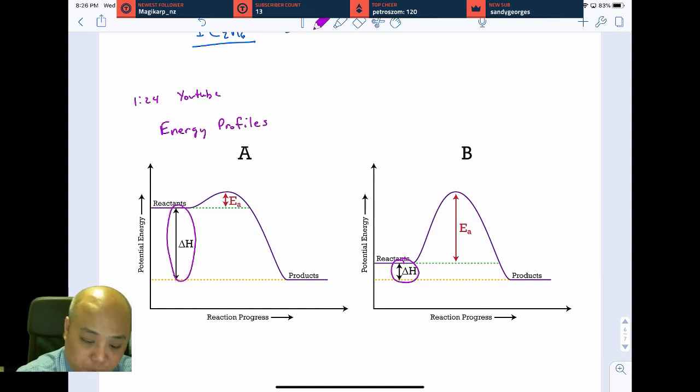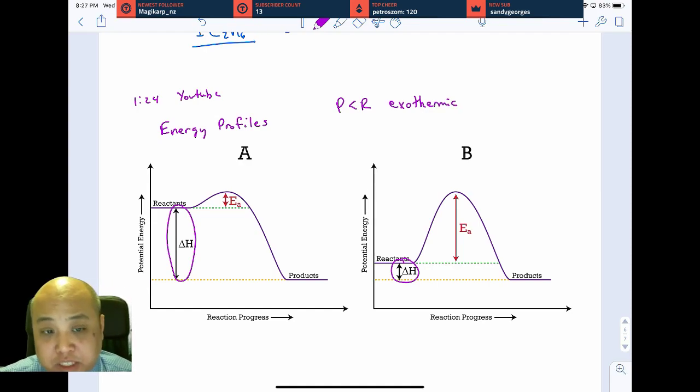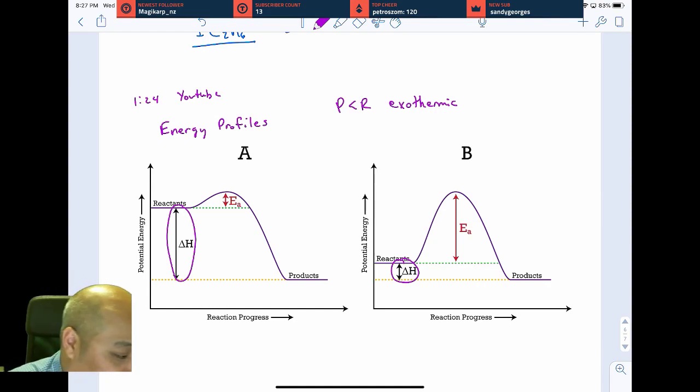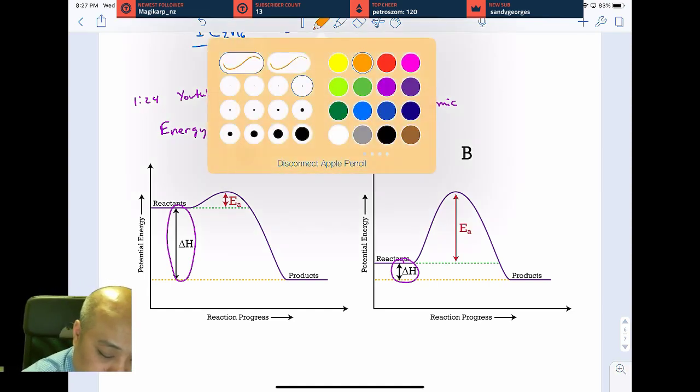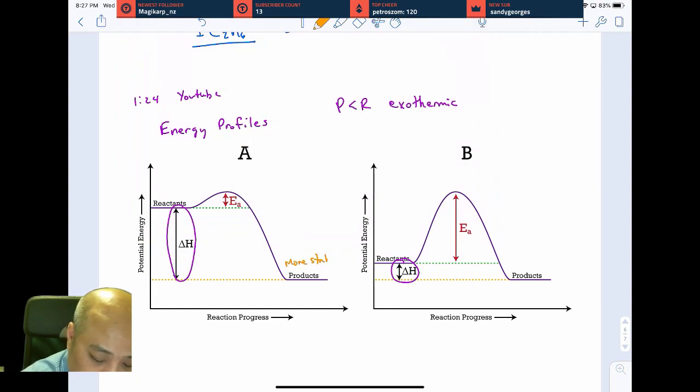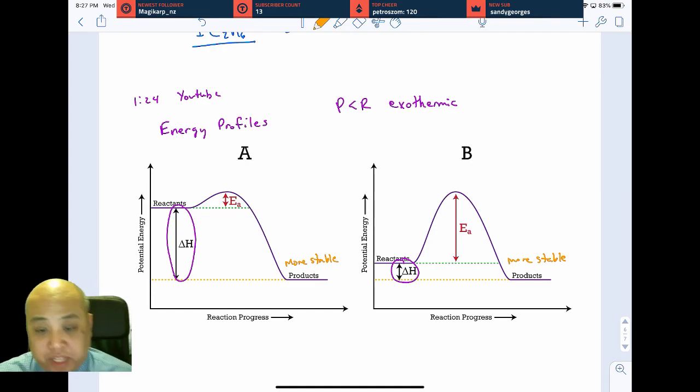In both of these reactions, the products are lower than the reactants, which tells you that it is an exothermic reaction, because if the products have less energy than the reactants, then the reactants must have released energy while making the products. So you're releasing heat, and all of that is under your delta H concern. The lower energy state also means it is more stable. Because the products are lower here, we consider them more stable. In an endothermic reaction, the reactants would be more stable because they're at a lower energy state than the products.